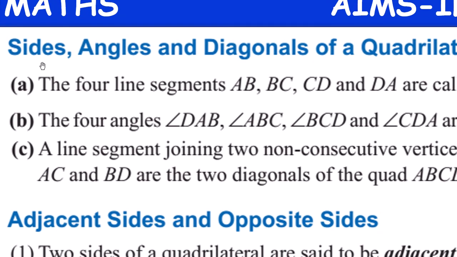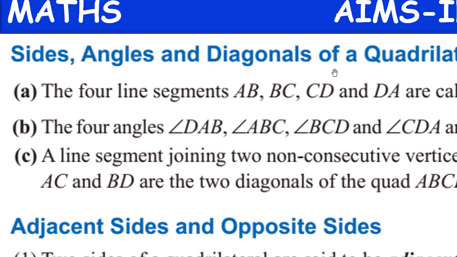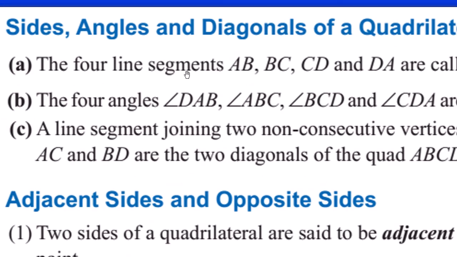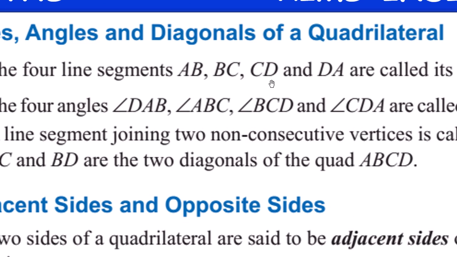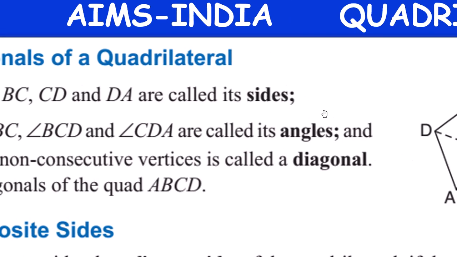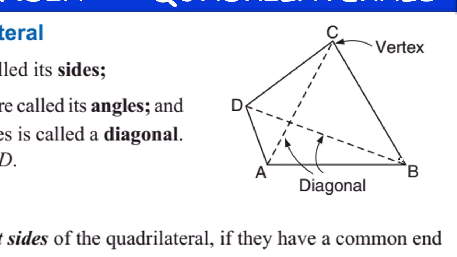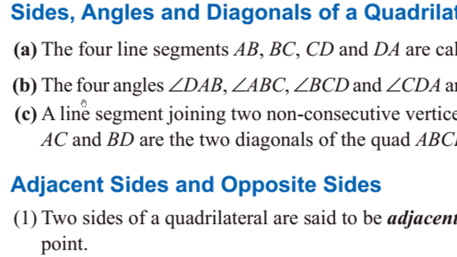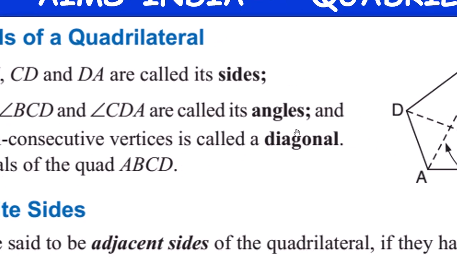Next, sides, angles and diagonals of a quadrilateral. So the four line segments AB, BC, CD and DA are called its sides. This AB, BC, CD, DA are called sides of the quadrilateral, and the four angles, angle DAB, angle ABC, angle BCD, angle CDA are called its angles.